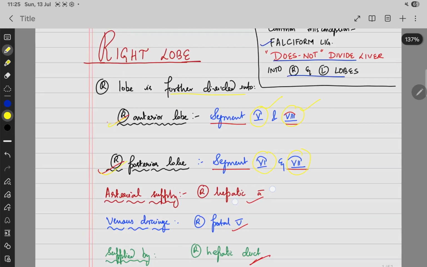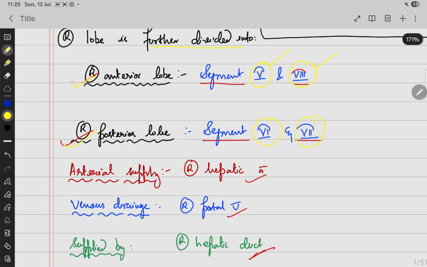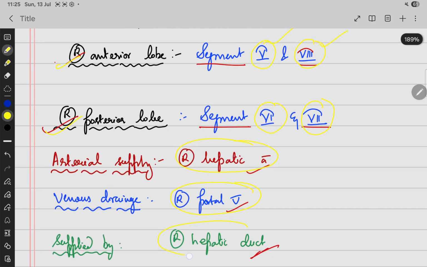It's a clear thing: since it is the right lobe of the liver, the arterial supply will be from the right hepatic artery, while the venous supply will be from the right portal vein, and it will be supplied by the right hepatic duct.